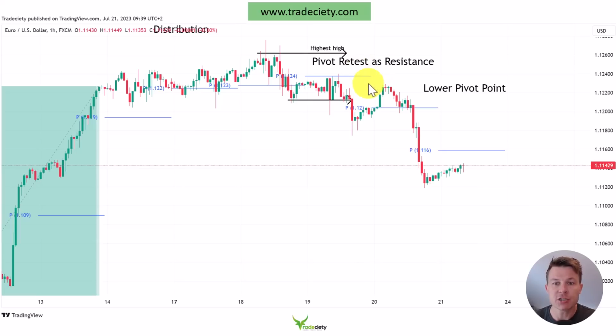This is a complete change of structure. The market is also now breaking previous lows, using them as resistance, and you can see the pivot points are now going downwards. So pivot points are a really great tool for trend following trading. They tell you a lot about the market structure. They can be used for pullback trading as well, and they're universally very versatile.